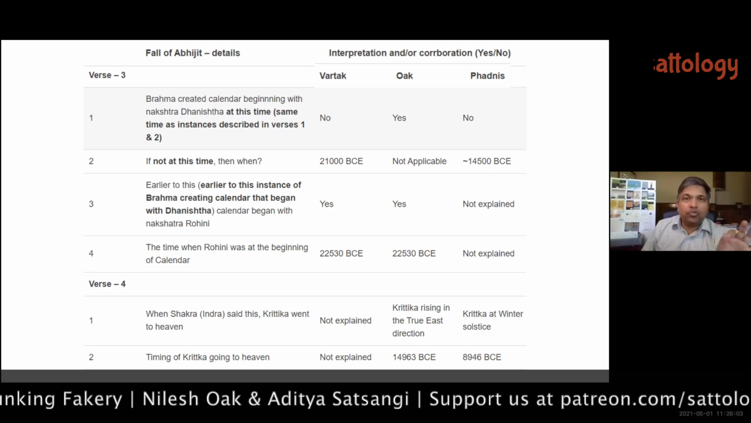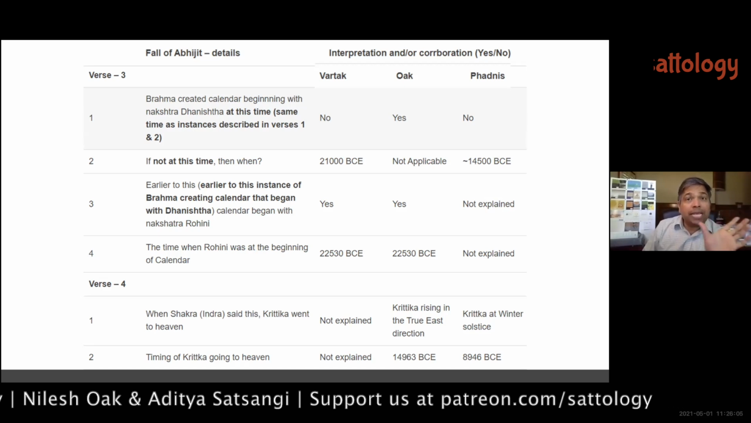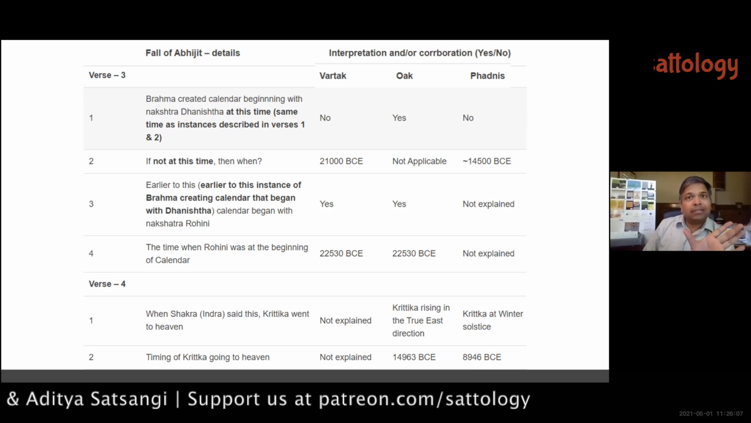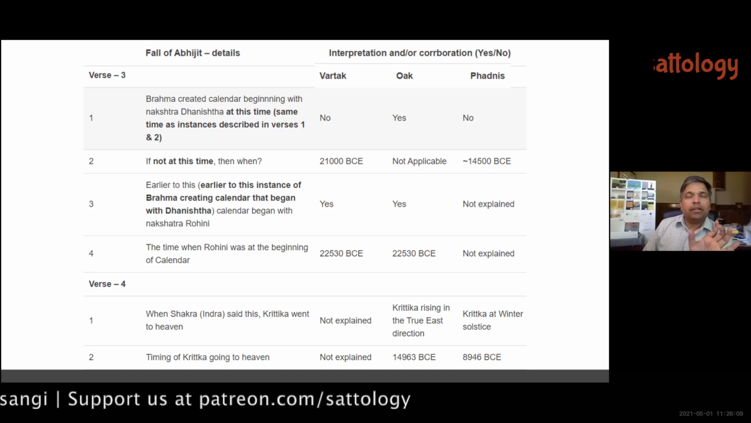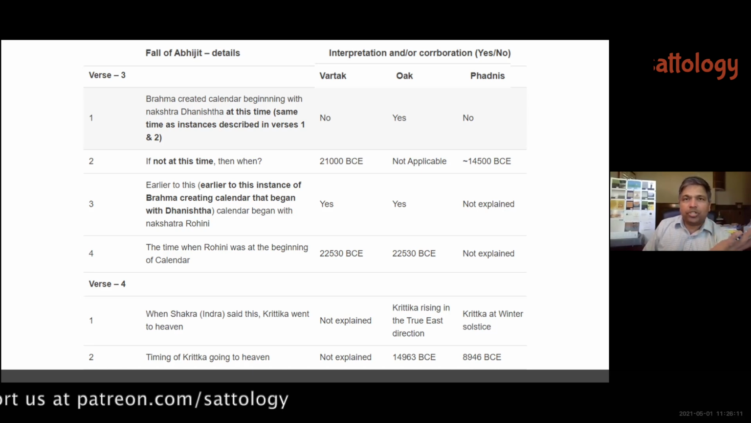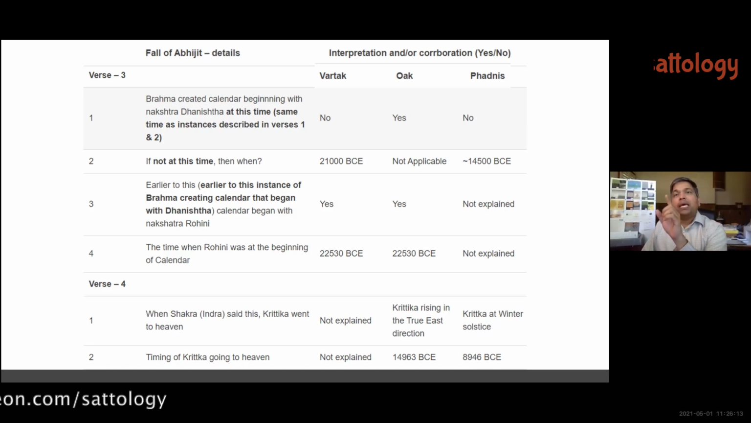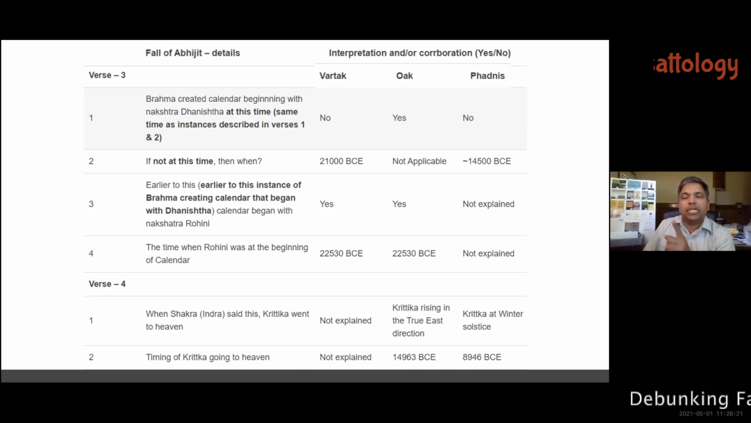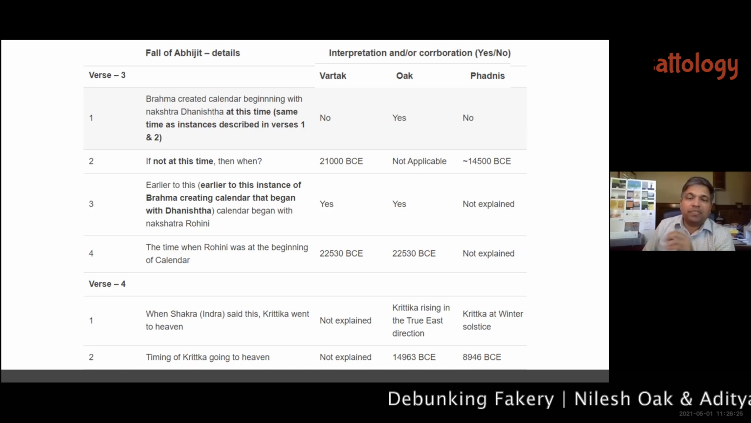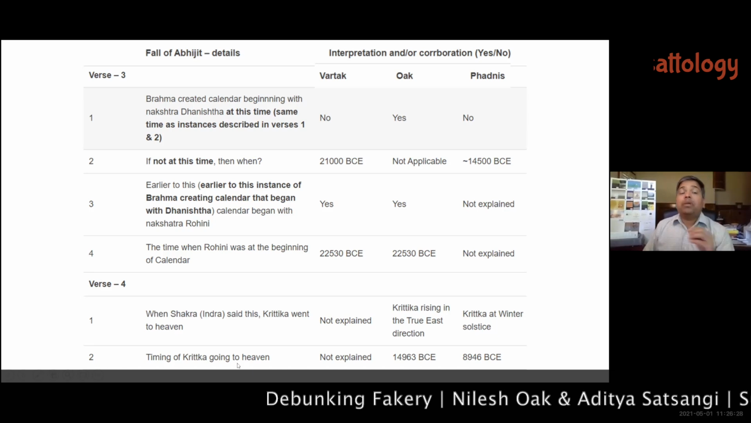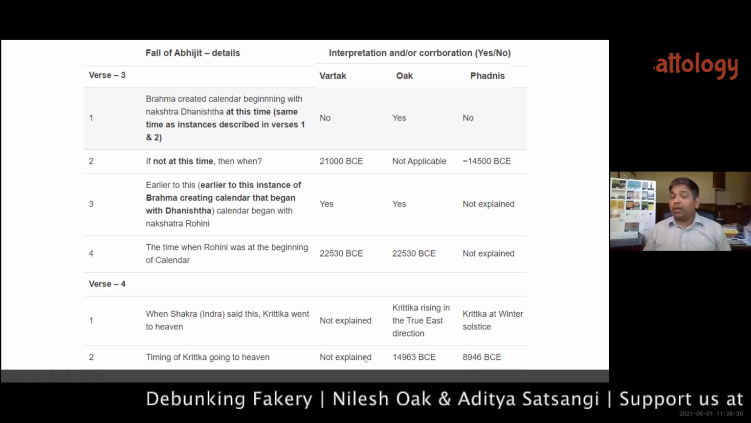Again, just to give due credit, this Tridivam, referring to looking in the 3 directions or the ability to look in 3 directions, is given by one Mr. Chakravarti. I forgot his first name. The fact that it is due east is obviously my contribution, because just like Krittika was rising due east in 3000 BC, it was also rising in 14,963 BC, 15th millennium BC. And the timing of Krittika going to heaven is not explained by Vartak.